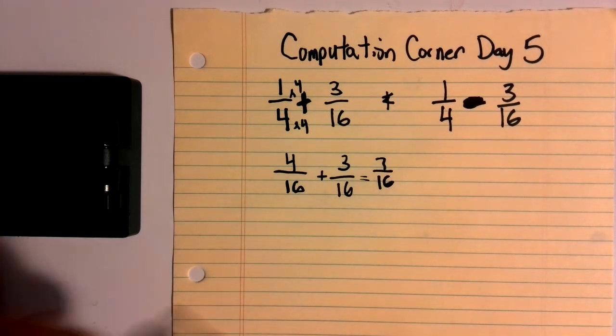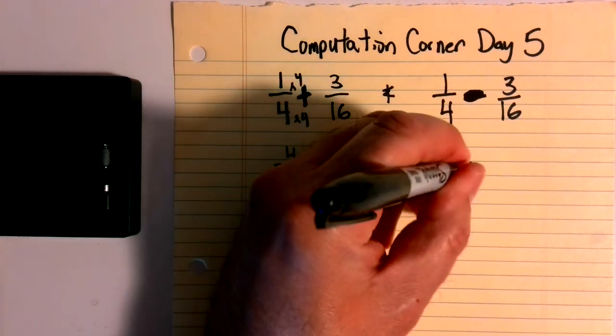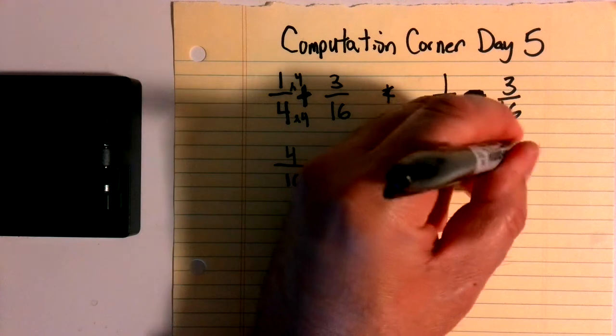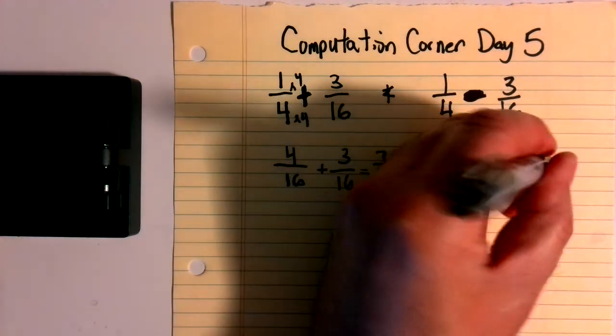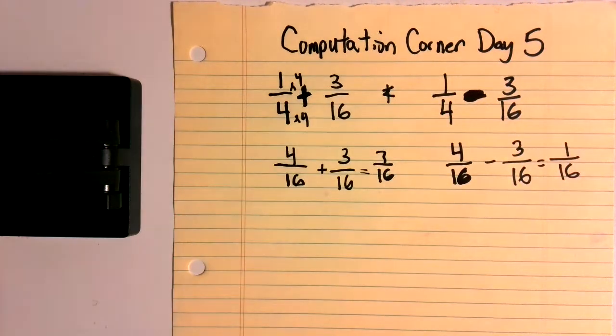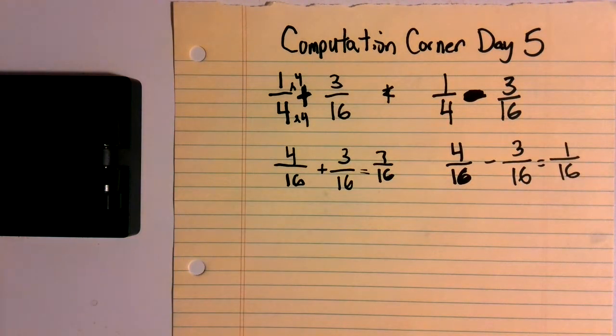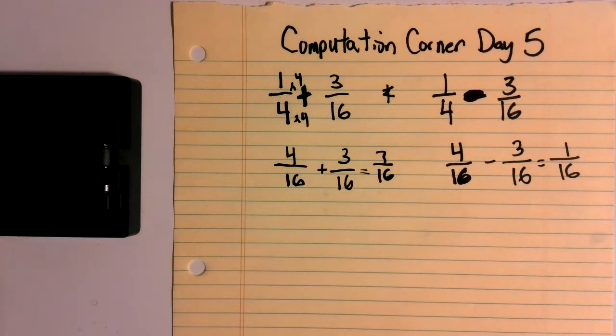Now I can do the same thing for subtraction, and I went ahead and created 4/16 to match the denominator of my other fraction, 3/16. So now I have 4/16 minus 3/16, and I know that 4 minus 3 is 1, so it just becomes 1/16, because again, it's just a label at that point. It's like 4 apples. If I eat 3 of them, I only have 1 left.